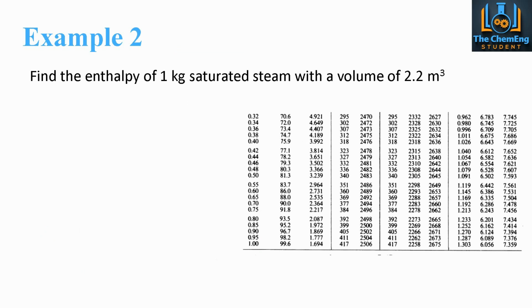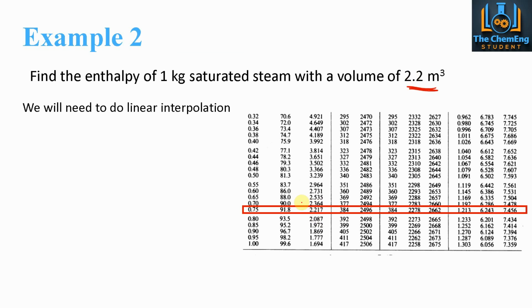So let's take a look at an example on how we would use linear interpolation. We need to find the enthalpy of 1 kilogram of saturated steam with a volume of 2.2 meters cubed. Because we can't find exactly this value of 2.2, we'll need to do linear interpolation. That means we'll need to take a value that is slightly below, and a value that's slightly above, because between 2.217 and 2.087, the value of 2.2 will of course lie.